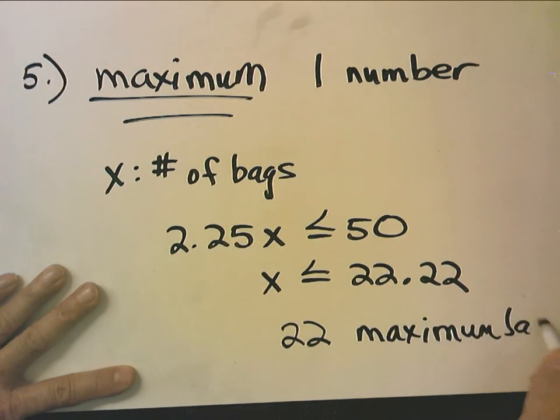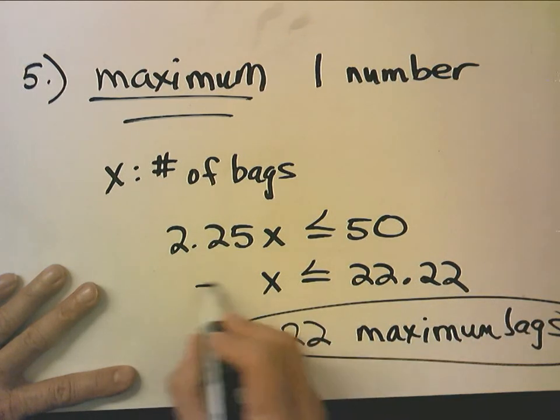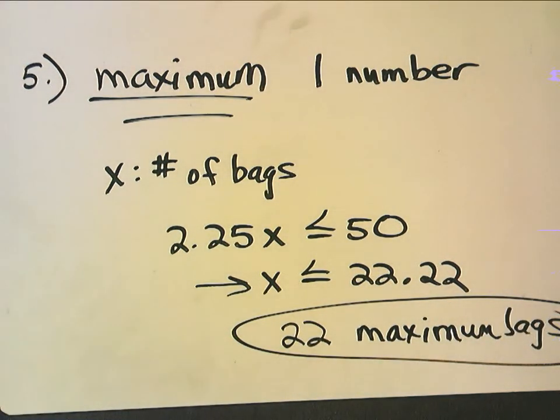bags. And I want you to understand why, if you gave me an inequality as an answer, that's not correct. I'm not saying how many bags can they send, meaning they could also send 20 bags. They could send 18 bags. It's actually asking for the maximum number, so you'd give me 22.